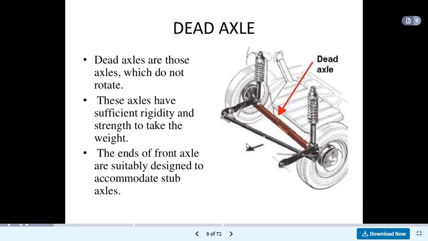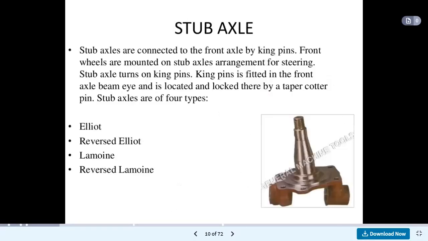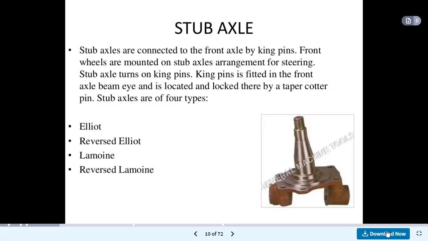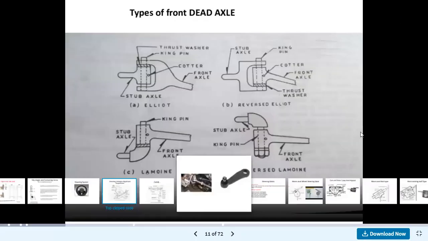The ends of the front axle are suitably designed to accommodate the stub axle. If we see, the stub axles are connected to the front axle by kingpins. Front wheels are mounted on stub axles, an arrangement for steering. Stub axles turn on kingpins. The kingpin is fitted in the front axle beam I and is located and locked there by a taper cotter pin. Stub axles are of 4 types: Elliott, reverse Elliott, Lemoine, reverse Lemoine. These are the different types of stub axles.